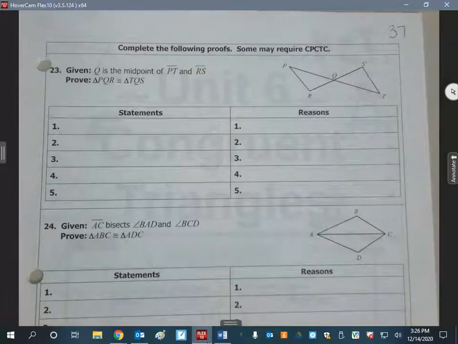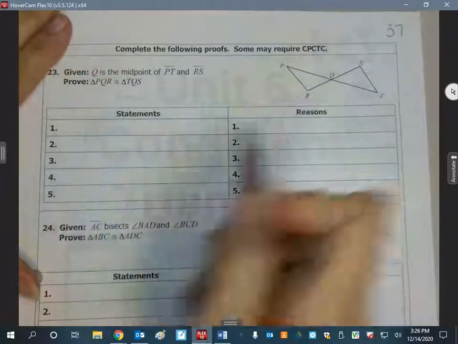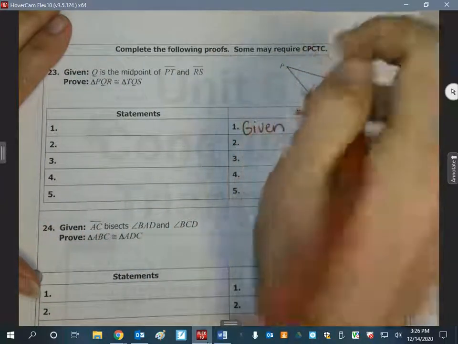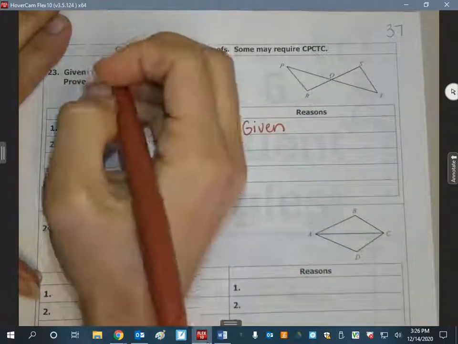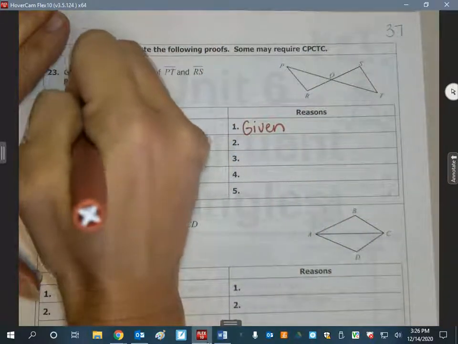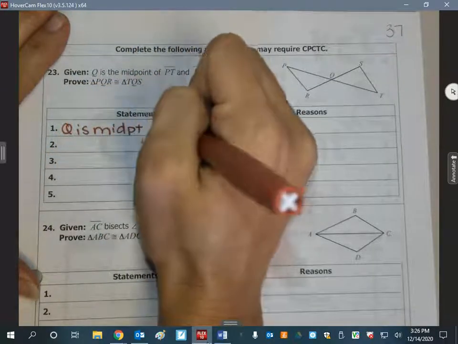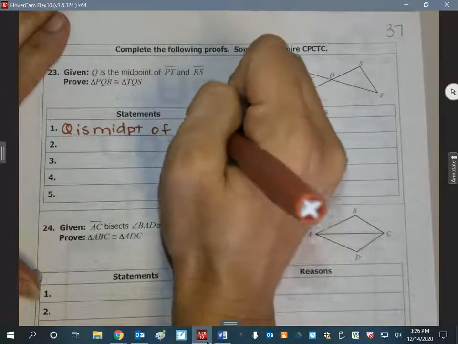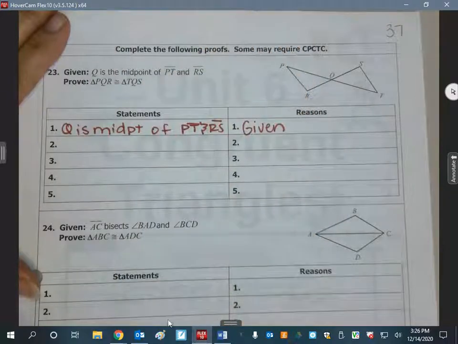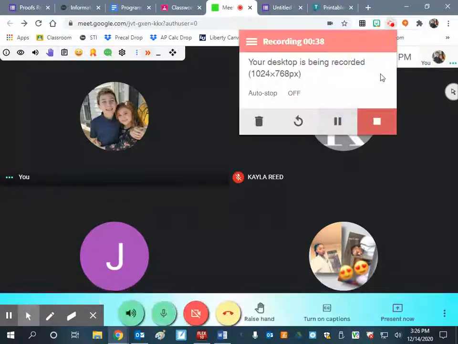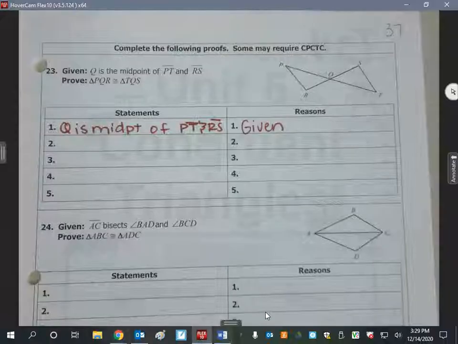So the number 23, first of all, with all of your proofs, you always know that you start with your given information and you end with your prove information. Your first reason is always going to be given. So we're going to list that Q is the midpoint of PT and RS. Continuing on, so we have our given information.